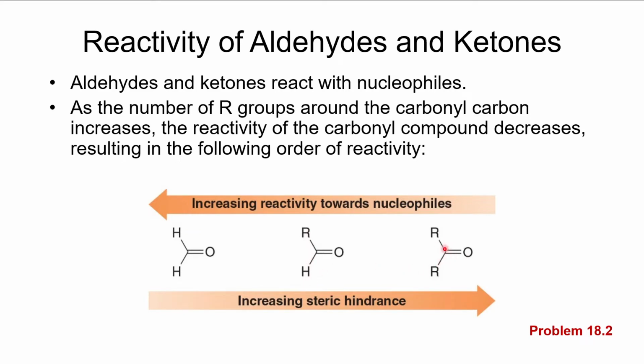And then finally we've got ketones. Ketones have two alkyl groups. The alkyl groups make it a little bit more sterically hindered, and they add electron density to that carbon, stabilizing that carbon to some extent. So we'll find that the ketones are going to be somewhat less reactive than the aldehydes, but they're all fairly reactive carbonyl compounds. So let's go look at number 2 on the in-class assignment.